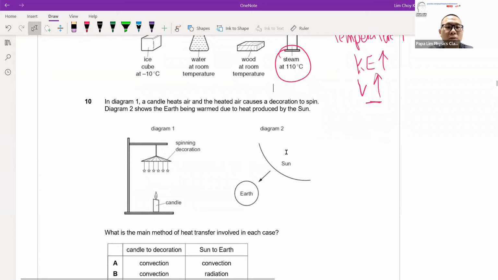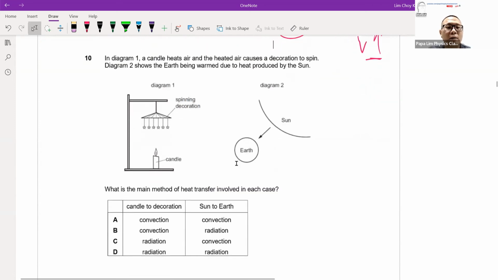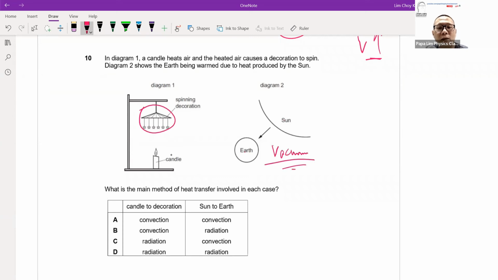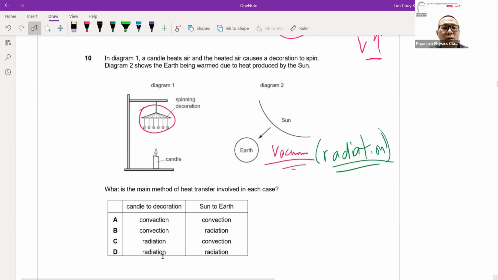Now, question 10. Nothing much, it is talking about convection, conduction, and radiation. Position up and down will be convection. Sun and earth, take note, means in between is vacuum. The only way energy is transferred through vacuum is radiation. This question is quite straightforward. You'll know this will be convection because of the placement of the object, top and bottom. Hot rises, cold sinks.